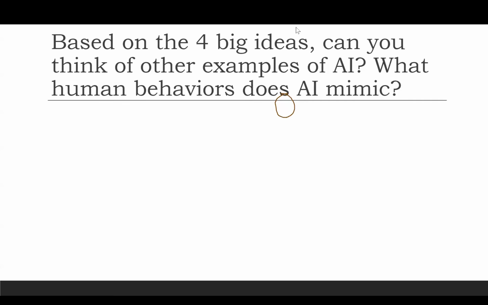For example, did you know that Face ID is AI? Because if you scan your face one time and it recognizes your face, even a few years later it will keep unlocking the phone for you because it can adapt to how your face changes. So it's technically considered AI. Can you think of any other examples?